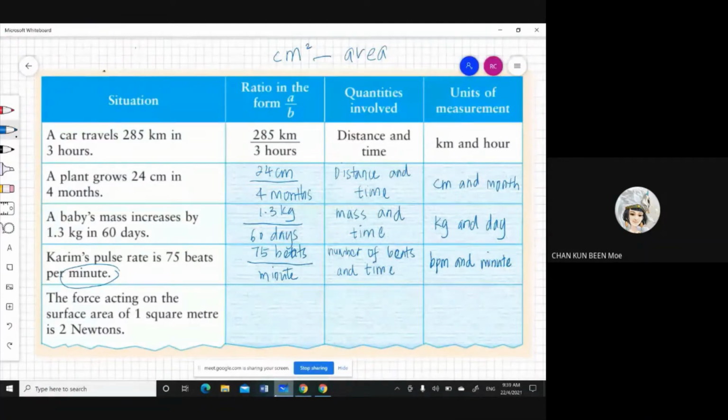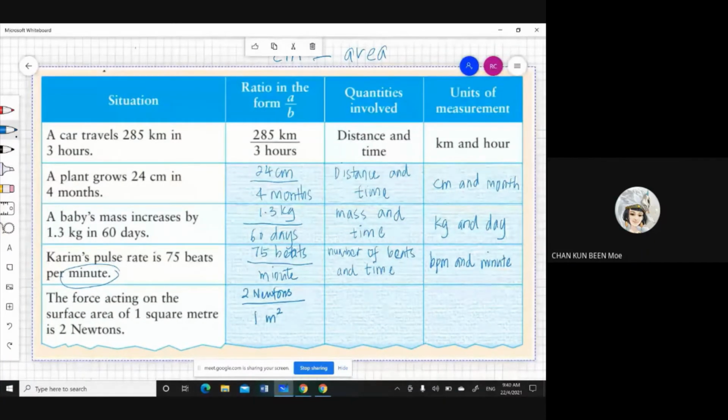So we look at the last one here. The force, okay? Acting on the surface area of 1 square meter is 2 newtons. Have you learned this before? No, huh? Okay, Newton is the unit of measurement for force. So the ratio will be 2 newtons over 1 square meter.